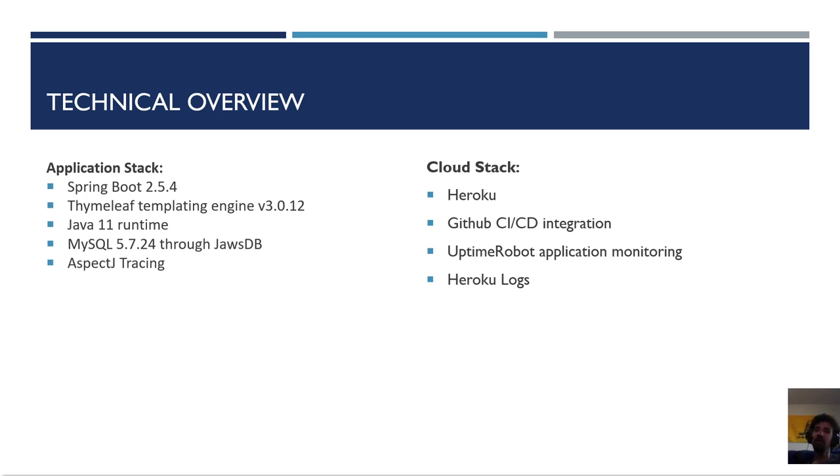Awesome. Thank you, Alex. So our technical overview, you can see our application stack on the left, Spring Boot 2.5.4, running on Java 11, using a MySQL database, with Thymeleaf as our front-end templating engine, and then AspectJ tracing for our logger. And the cloud stack, which I'll get into later in the presentation, we're using Heroku with a GitHub CI/CD integration. Automatic, as soon as we push to a branch, it's good to go. And for monitoring, we're leveraging Uptime Robot, and Heroku has a built-in log feature where we can view all the logs for the application, export, download, etc.